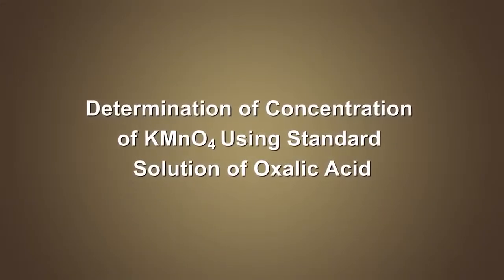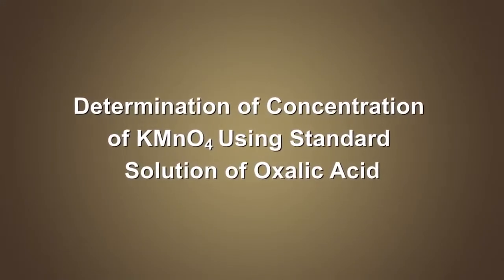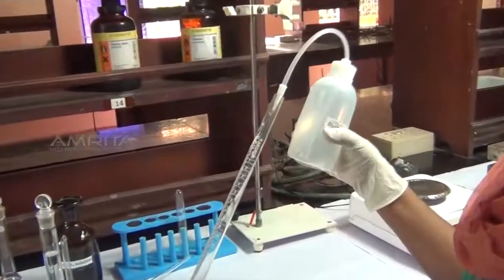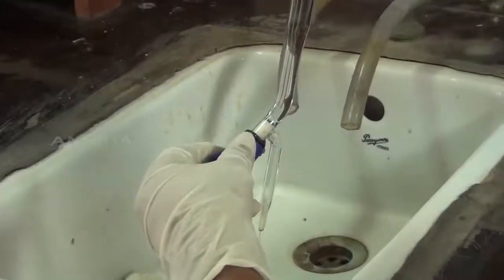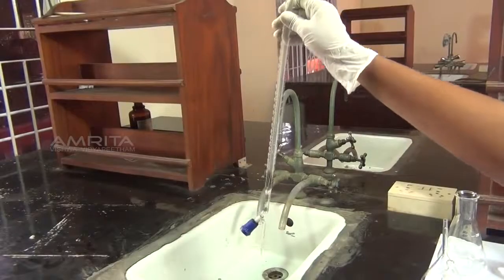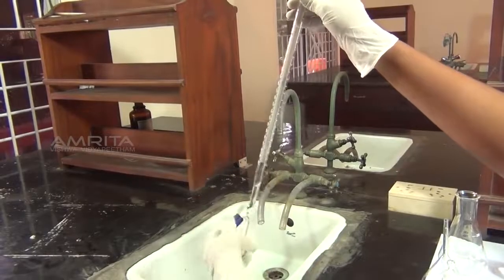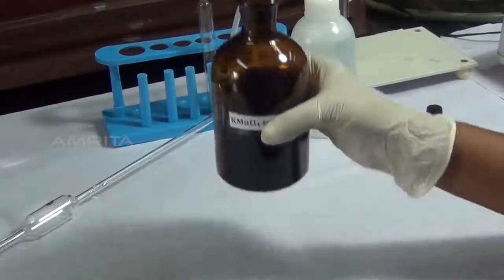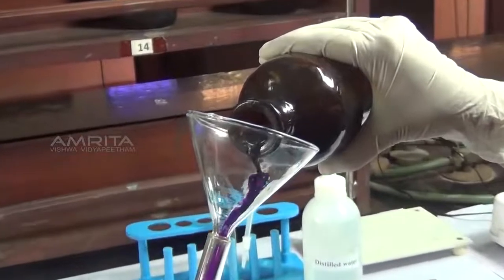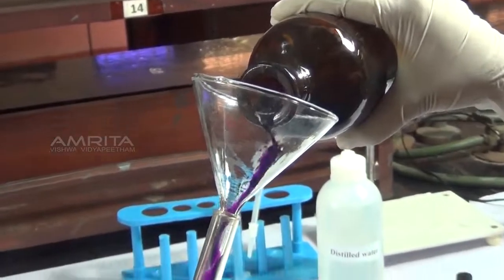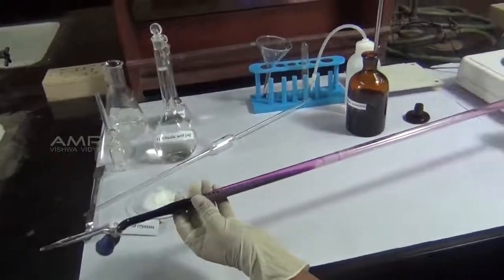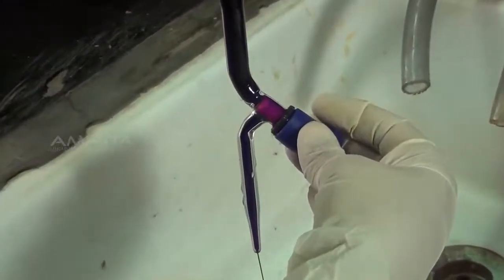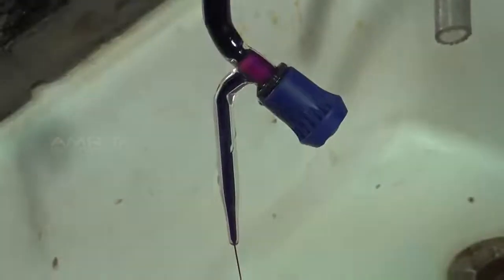Determination of concentration of potassium permanganate using standard solution of oxalic acid. Take the burette, rinse it with distilled water and drain the water. Repeat this process 2 or 3 times to drain out the impurities from the burette. Then pour a small volume of potassium permanganate solution into the burette through the funnel, rinse the burette and drain out the solution. Repeat this process 2 or 3 times to remove any moisture inside the burette.